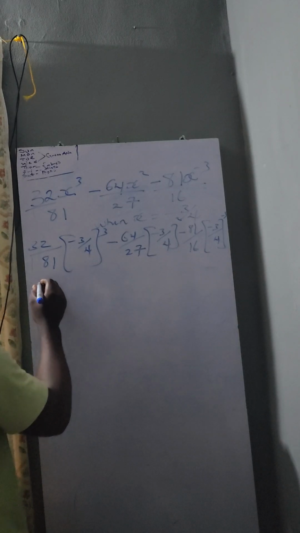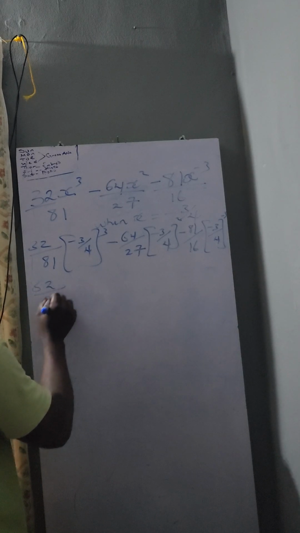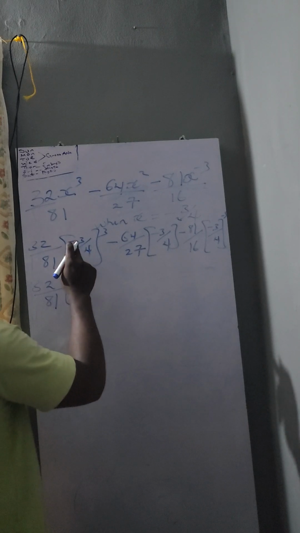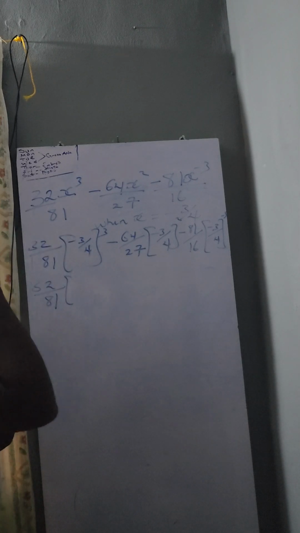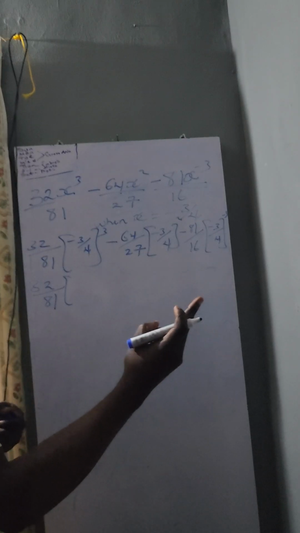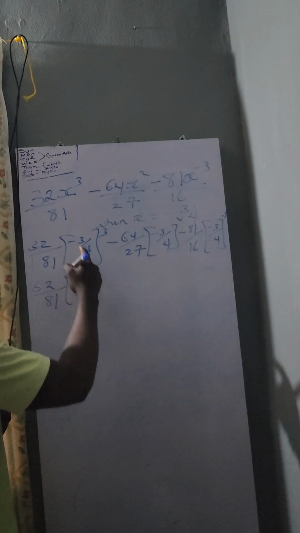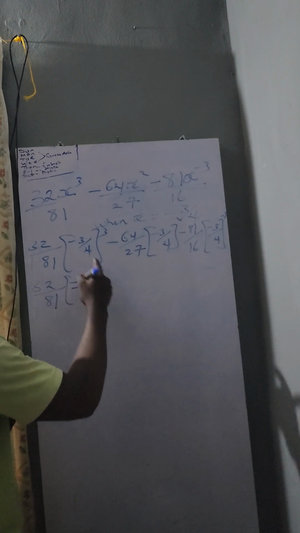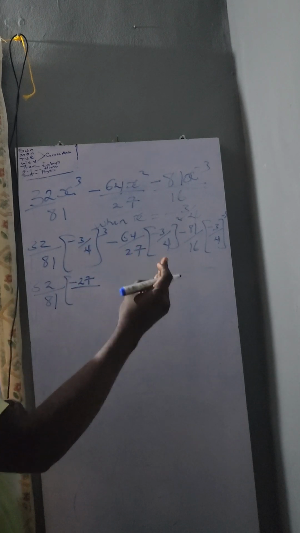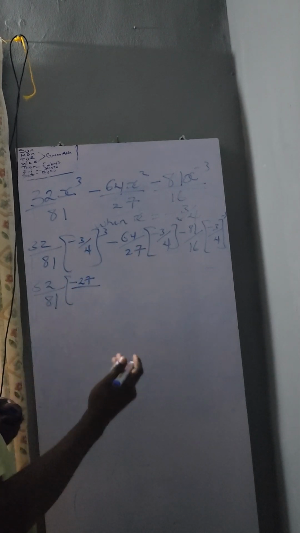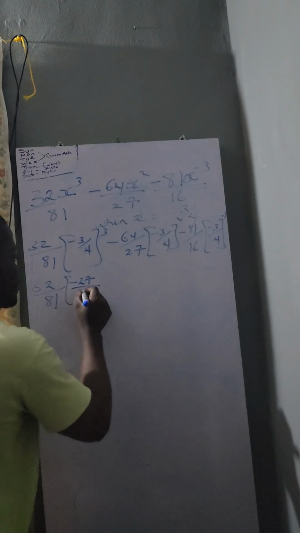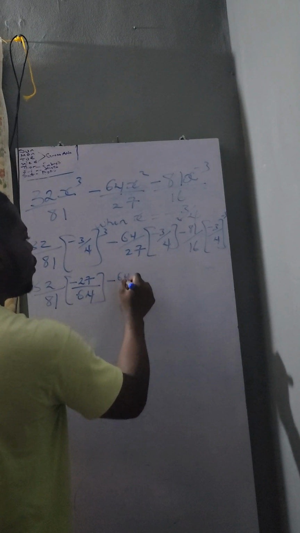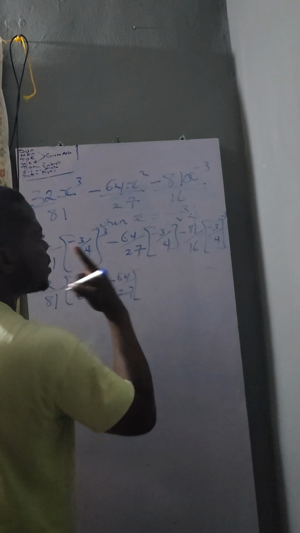Okay, let's continue like this. 32 over 81 into bracket, this minus 3 raised to power 3 will give us what? You know, minus times minus is plus, plus times minus is minus. Minus 3 times 3, 9. 9 times 3, 27. Over 4 raised to power 3 will give us what? 4 times 4, 16. 16 times 4 will give you 64. Minus 64 over 27 into bracket.